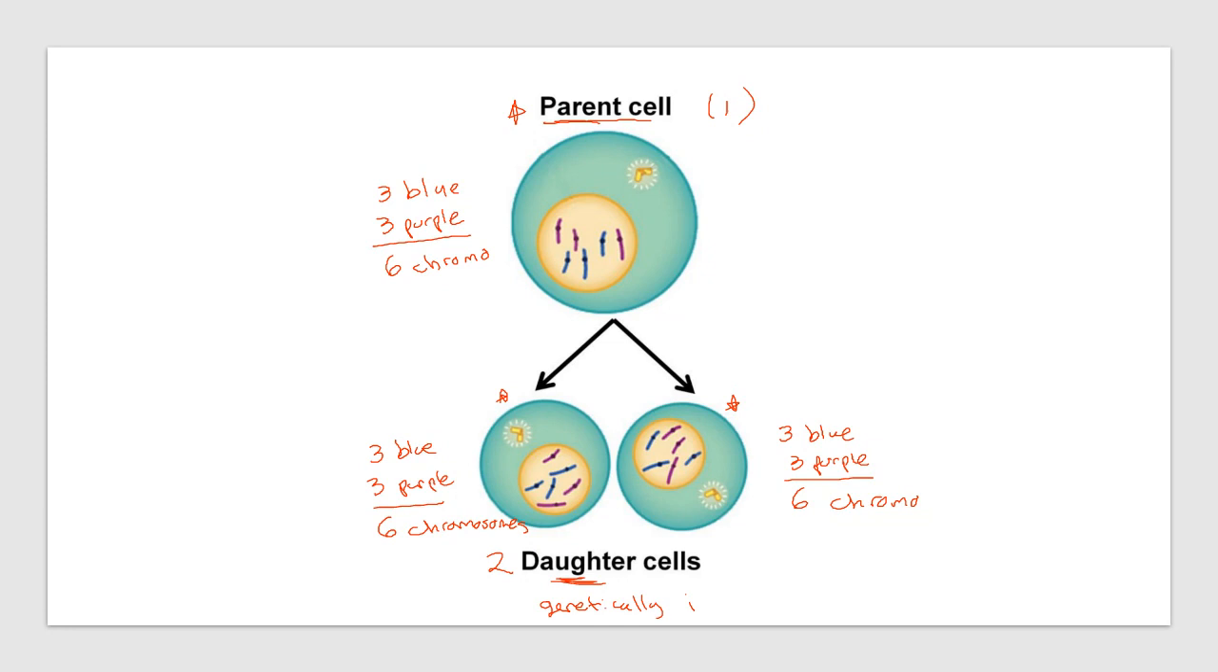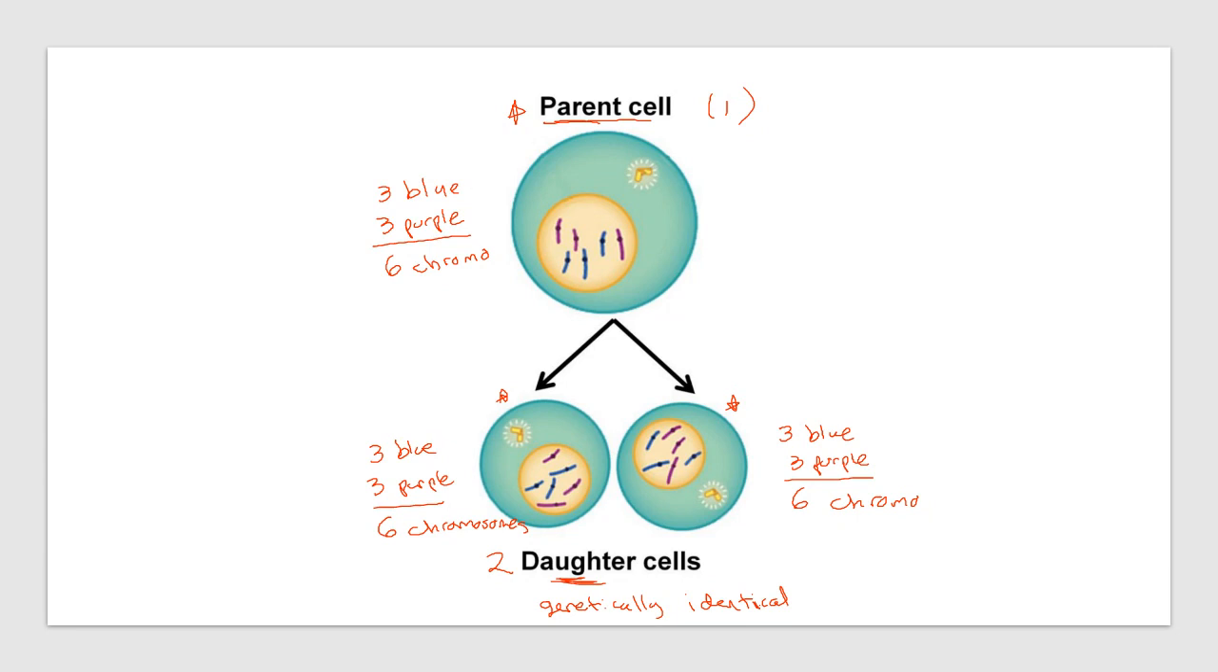genetically identical to the parent. And this is going to happen with most of your cells. Okay, for example, a skin cell is going to produce a lot of daughter cells, and all the daughter cells are going to have the same genetic makeup.